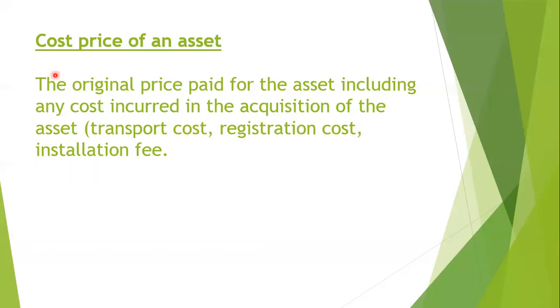Okay. So now we're going to the cost price of an asset. There's a reason why all these definitions are here: all these items deal with the actual asset disposal. So the cost price of an asset is the original price paid for the asset, including any cost incurred in the acquisition of the asset, which is transport costs, registration costs, and installation fees.